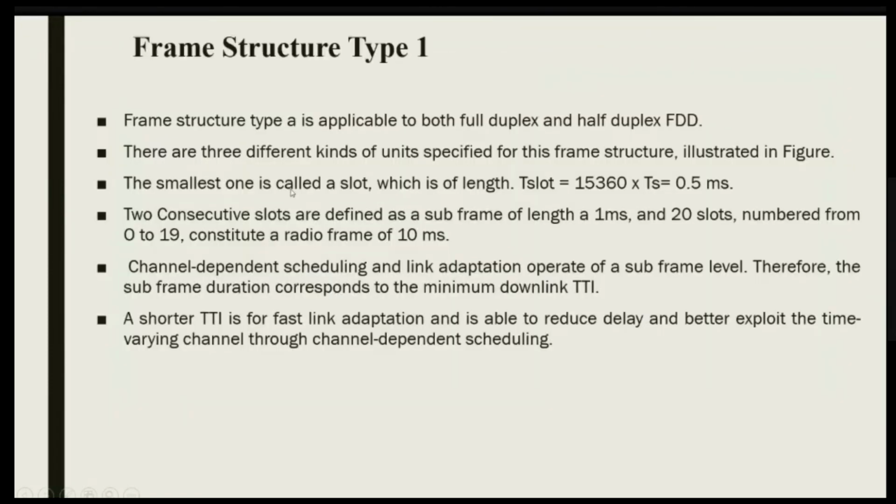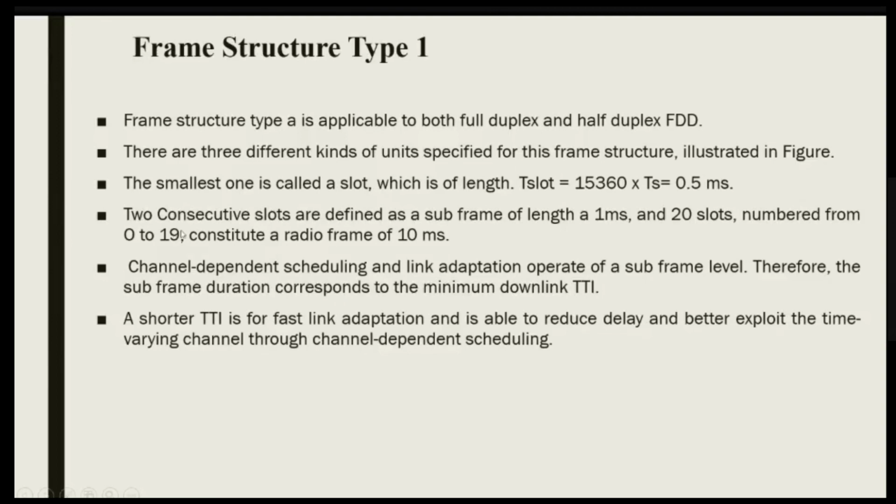Coming to frame structure type 1. Frame structure type 1 is applicable for both full duplex and half duplex FDD, frequency division duplexing. There will be 3 different kinds of units specified in the frame structure, and the structure will be shown in the next slide. Here, the smallest unit we call a slot, and the length of each slot will be 0.5 milliseconds, which is Tslot equal to 15,360 times Ts.